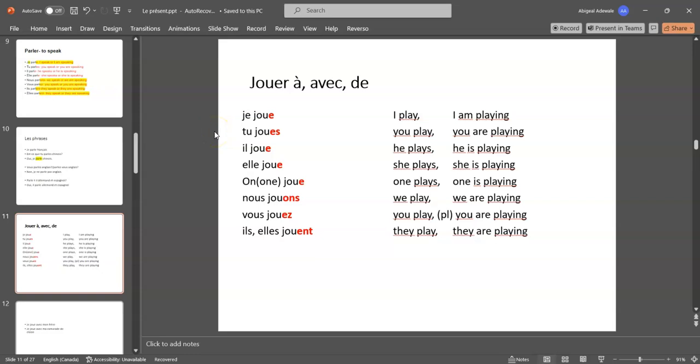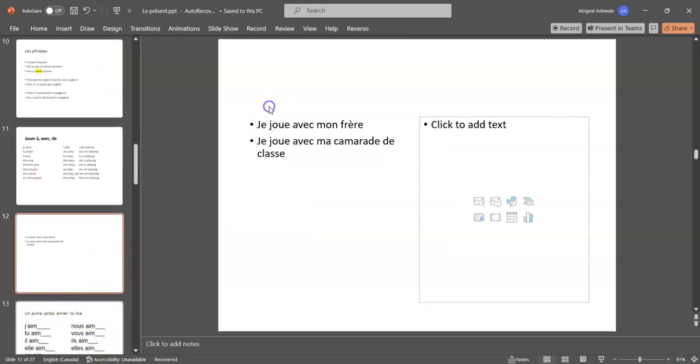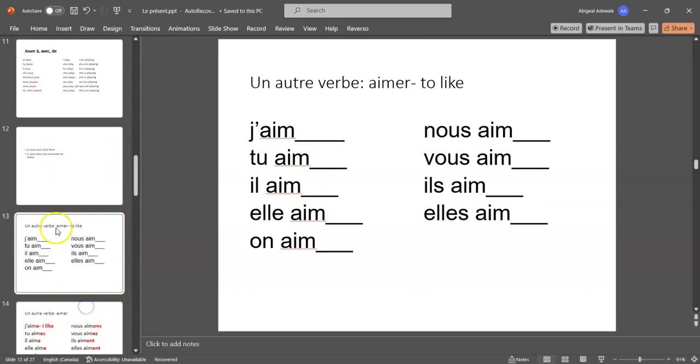So we have another verb which is jouer. Jouer is the verb to play. Most times when we use the verb jouer, we usually use it with a preposition like jouer à, jouer avec, or jouer de. So we have je joue, tu joues, il joue, elle joue, on joue, nous jouons, vous jouez, ils jouent, elles jouent. So this is what we have. Je joue, I play, or I am playing. So let's look at some phrases, quelques phrases. Je joue avec mon frère, I play with my brother. Je joue avec ma camarade de classe, I play with my classmate.